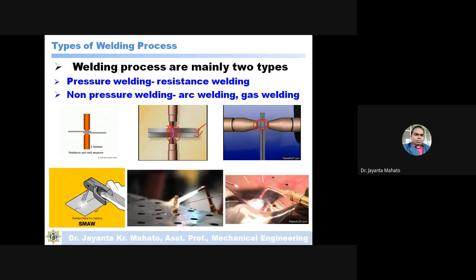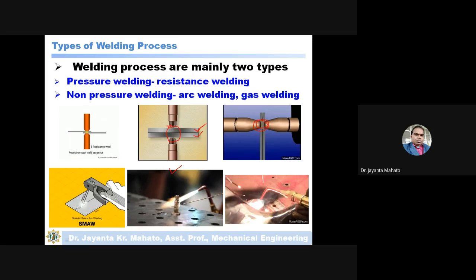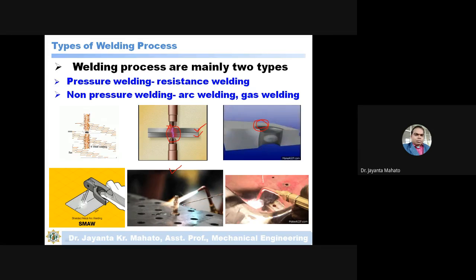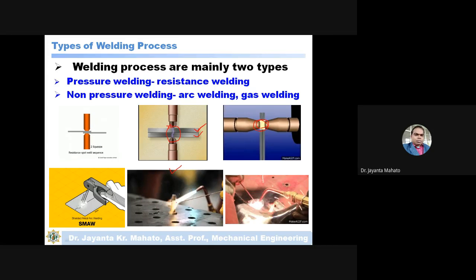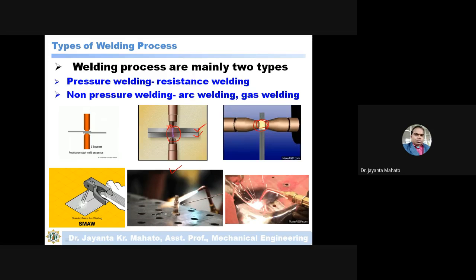Okay, these are the non-pressure welding processes, like the gas welding process. Here the oxyacetylene flame is used as a source of heat energy, and a filler material is also used. The material melts at that zone, and this melted material will solidify rapidly, and these two parts will join together. Okay.